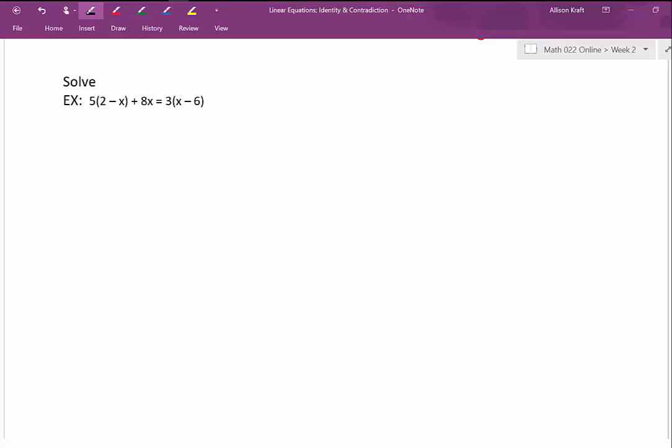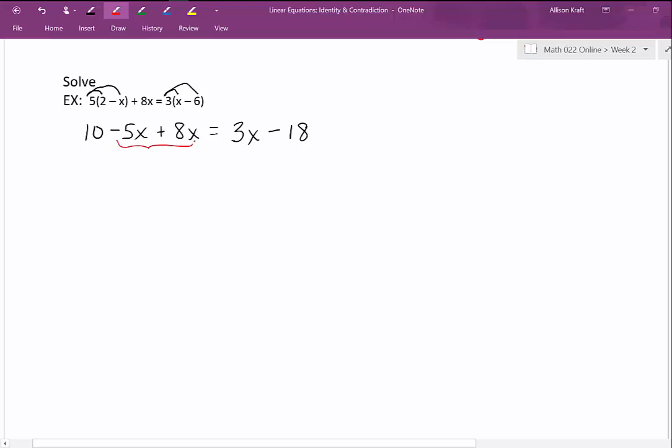I have parentheses. I'm going to distribute to eliminate those parentheses. 5 times 2 is 10. 5 times -x is -5x plus 8x. Distributing the 3, 3 times x is 3x. 3 times -6 is minus 18. We have no fractions to eliminate. I move on to combining like terms. I have like terms on the left side of my equation that I can combine. That gives me 10 plus 3x equals 3x minus 18.